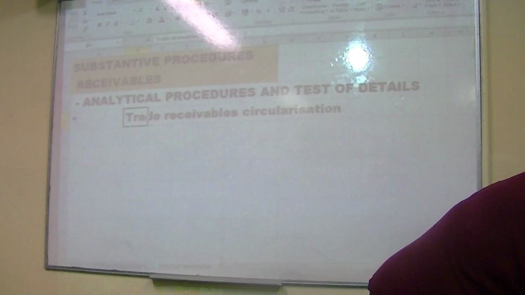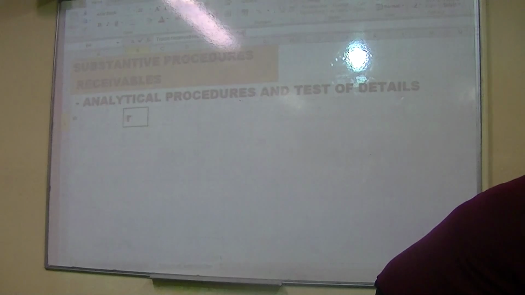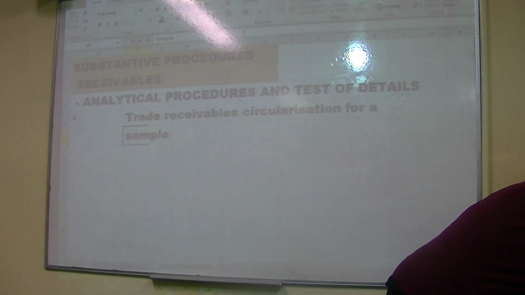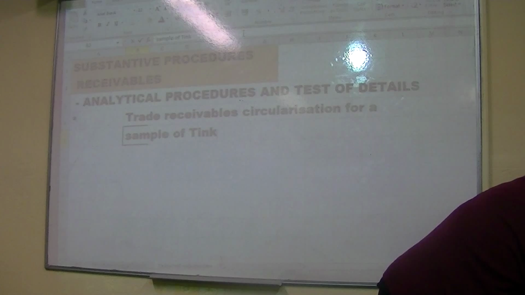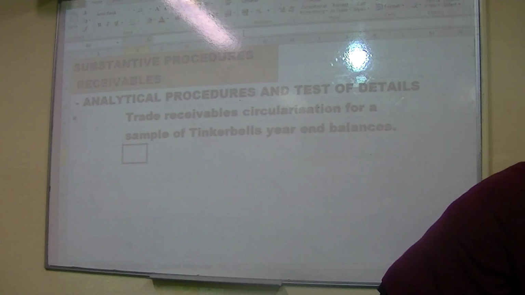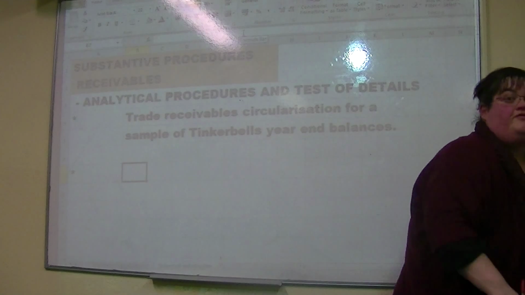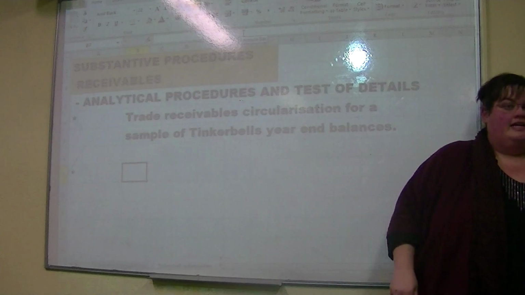Okay, so trade receivables circularization for a sample of Tinkerbell's year-end balances. Okay, that would be the first one you'd always do for your receivables, do your circularization.